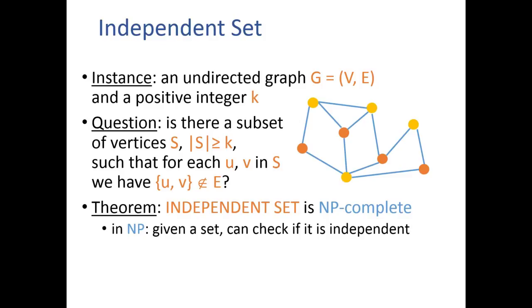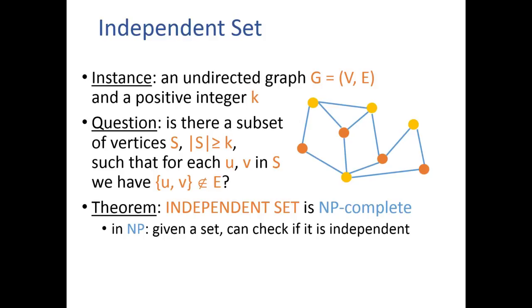So there are 2 things we need to show. To show that the problem is NP-complete, first we have to show that it's in NP, and that's typically easy. In this case, it's easy because given a set of vertices, we can easily check that there are no edges between elements of this set.